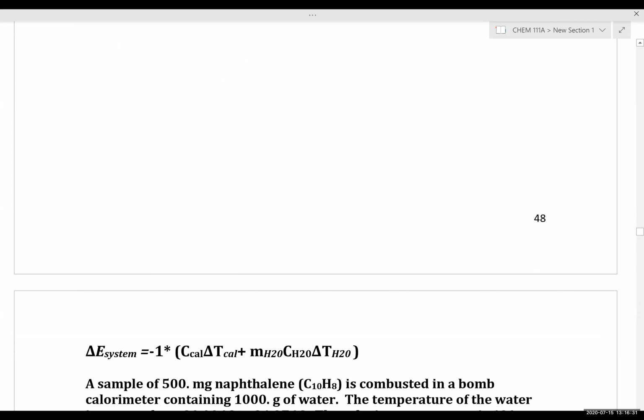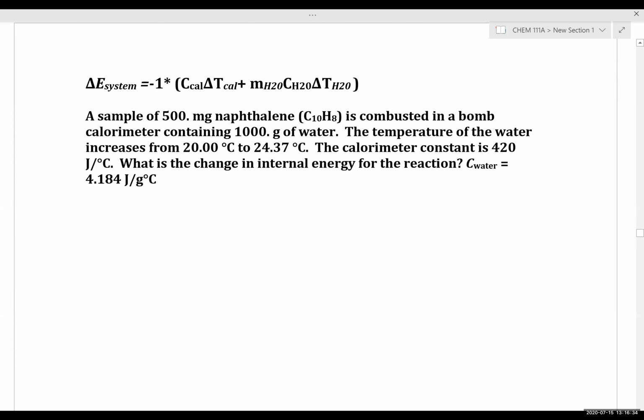So let's show how this problem-solving manifold works in practice. If we take 500 milligrams of naphthalene and we combust it in a bomb calorimeter containing 1,000 grams of water, and we notice the temperature of our water increases from 20 to 24.37 degrees Celsius, and our calorimeter constant is 420 joule per degree Celsius, we're asked to figure out what is the change in internal energy for the reaction.